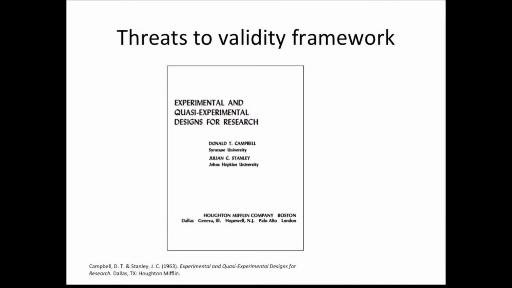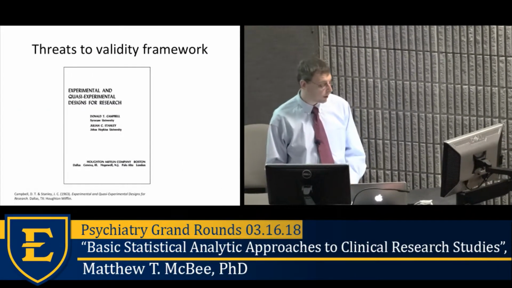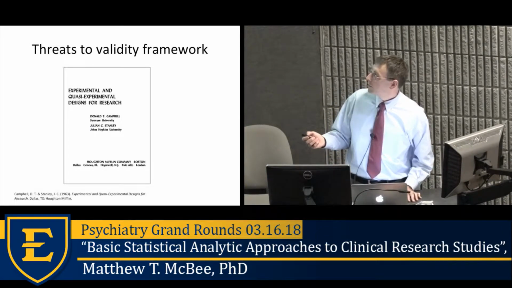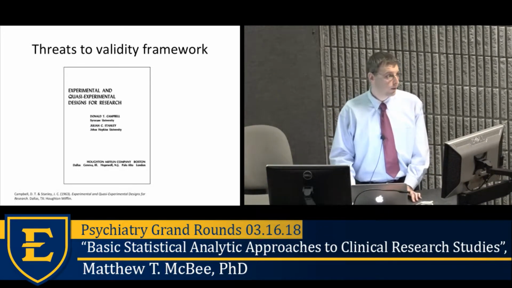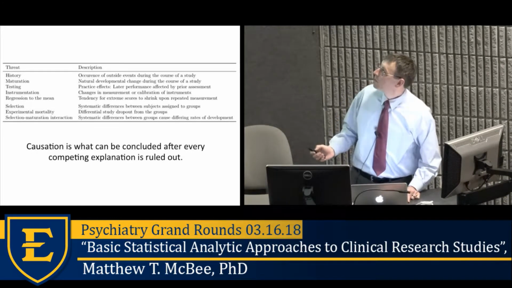So the first one is the threats to validity framework. This classic book, by Campbell and Stanley, is less than 100 pages long, and you can get the full text of it free online because it's out of copyright. It's a really interesting book to read, and it's a quick read. Maybe if you're going to the beach, you know, throw it in there. It's good beach reading.